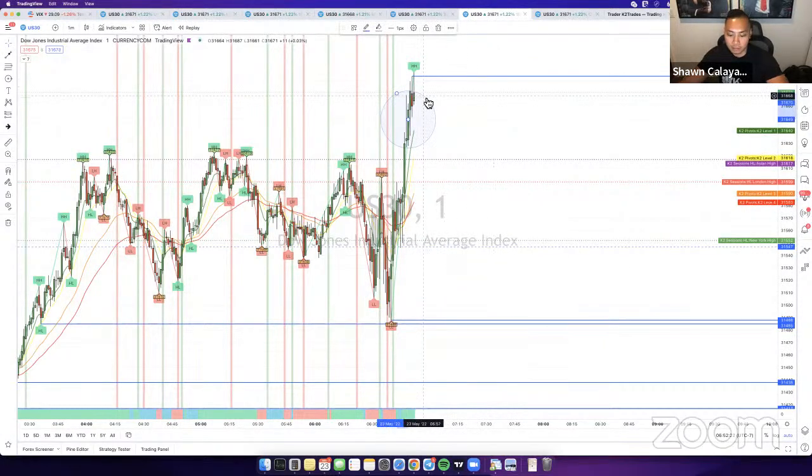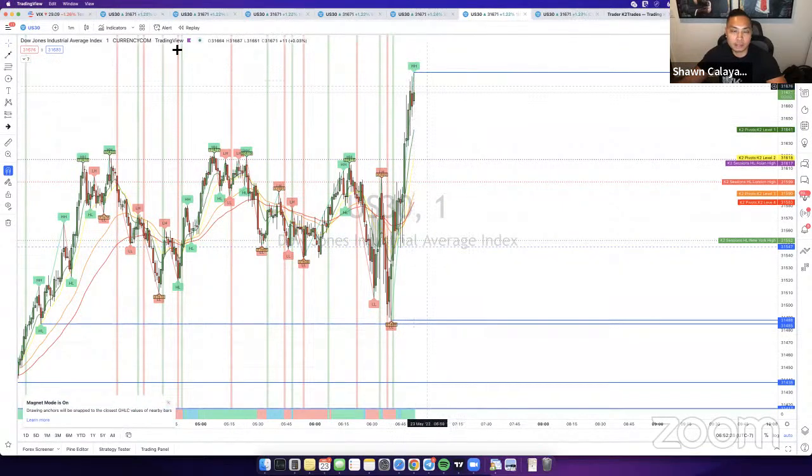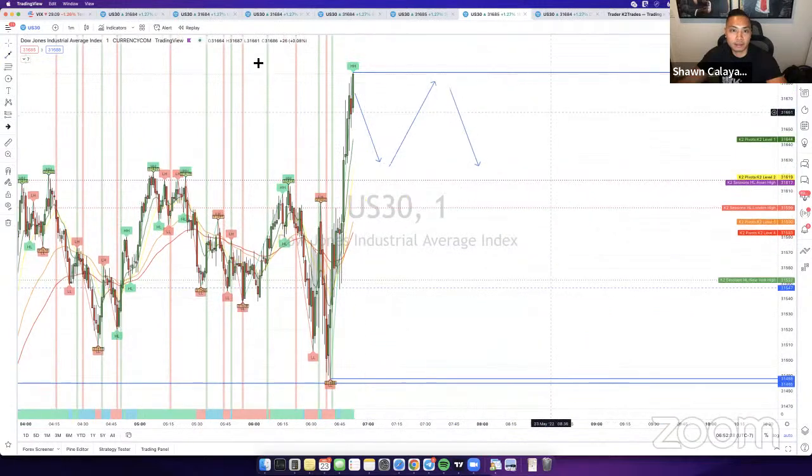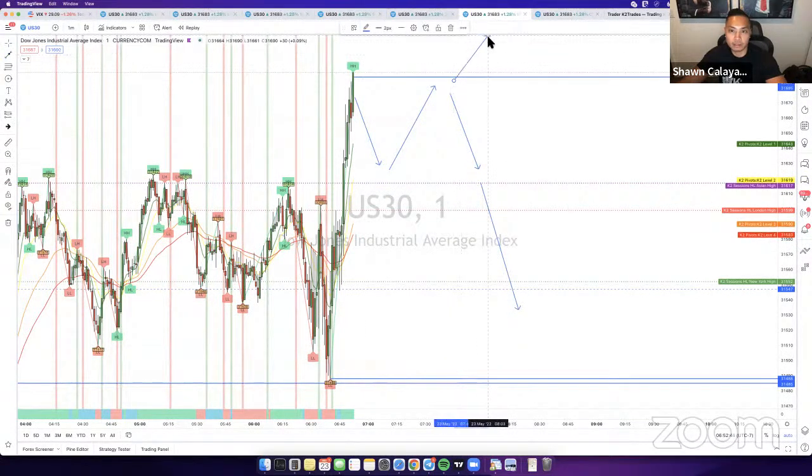I wouldn't be surprised if price just starts to range around this area, right? Because what could happen is price can push around here, and then just start to bounce around this area right here. And then from there, price will make its decision whether it's going to come back down or whether it's going to shoot up and continue pushing up higher. So I don't recommend chasing this right here.